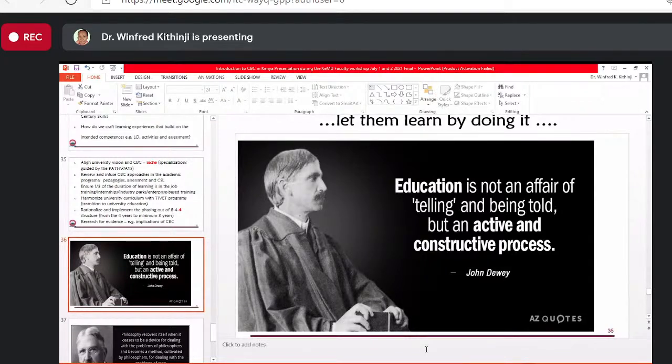If it is boys and they're doing something, how can we plan around what they do every day? So it's not an affair of just telling.